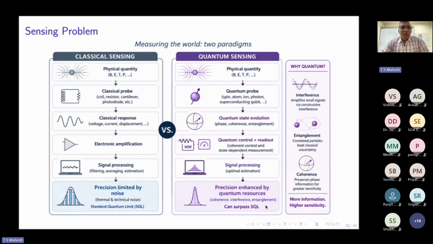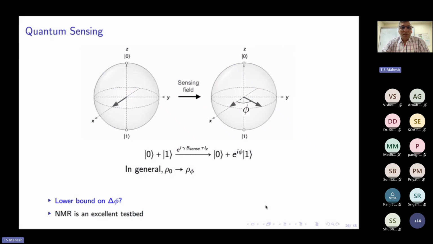So that's the idea. So sensing is a very important problem, and we wanted to understand the physics of this quantum sensing. Just to give a one-slide introduction to how quantum sensing works: imagine a Bloch sphere like this. You have a state which is now prepared along the x-axis. This is just the superposition of two qubit states, 0 plus 1. And now you have a field, a very weak field.